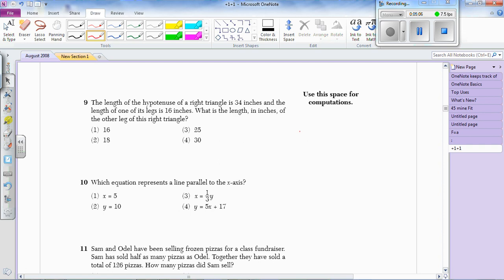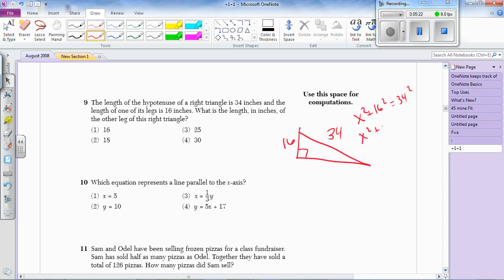Length of the hypotenuse of a rectangle. The length of the hypotenuse is 34 inches, and one of its legs is 16 inches. Obviously, we're doing the Pythagorean theorem. x squared plus 16 squared equals 34 squared.